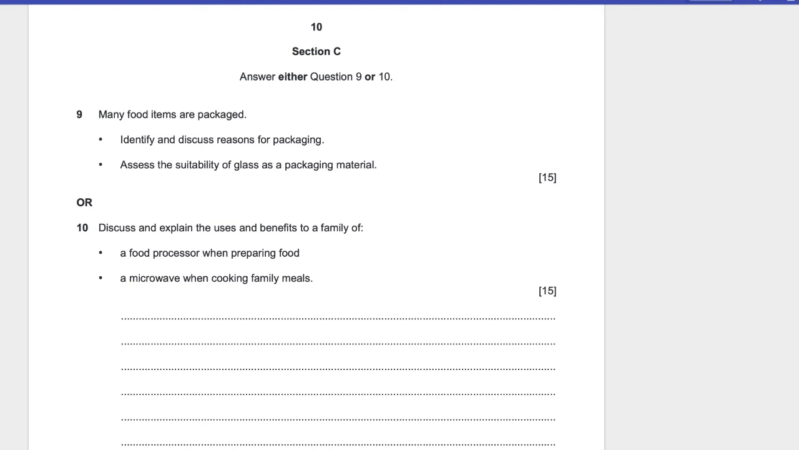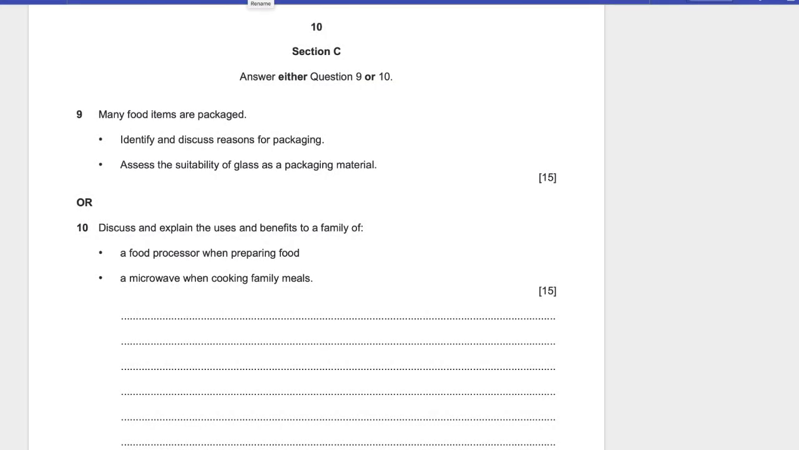Many food items are packaged. Identify and discuss reasons for packaging. Assess the suitability of glass as a packaging material. This question is worth 15 marks. The first part will have a maximum marks of 8 and the second part will have a maximum marks of 8.